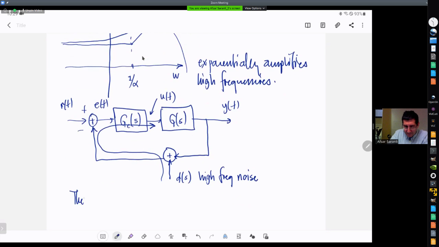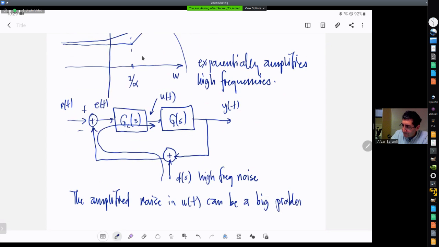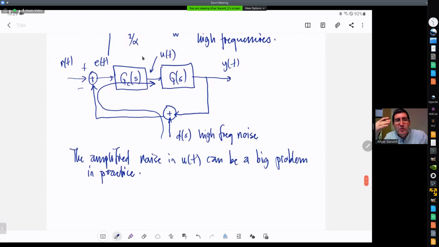So the amplified noise in U of t can be a big problem in practice. Again, the effect is that you have a very high frequency component in U of t, so that will just vibrate any actuator. There will be current fluctuations in your motor. Mechanically, the system will wear down much faster, and so on.